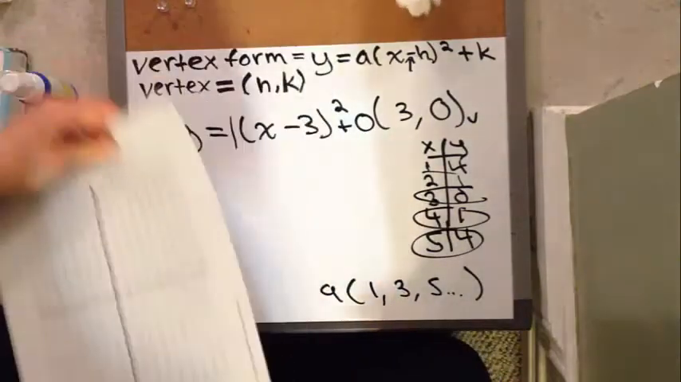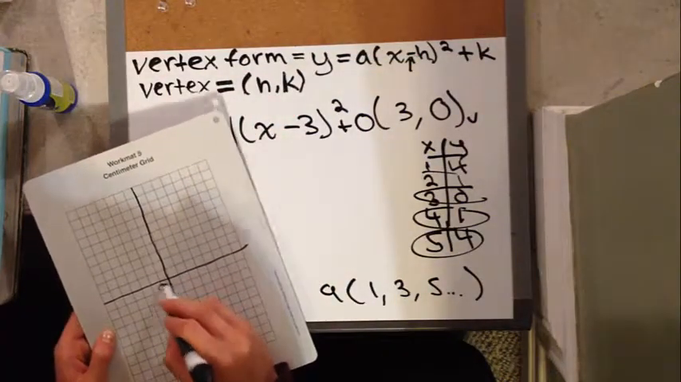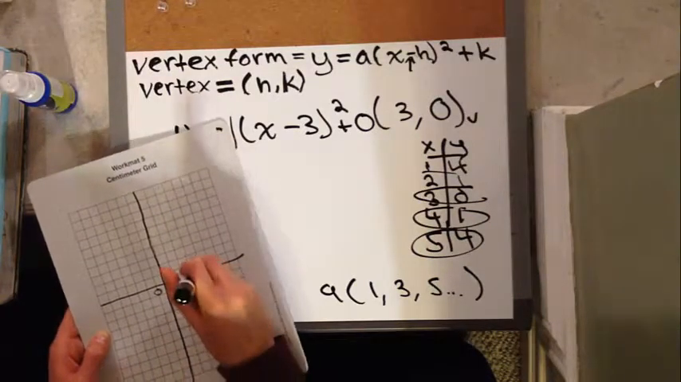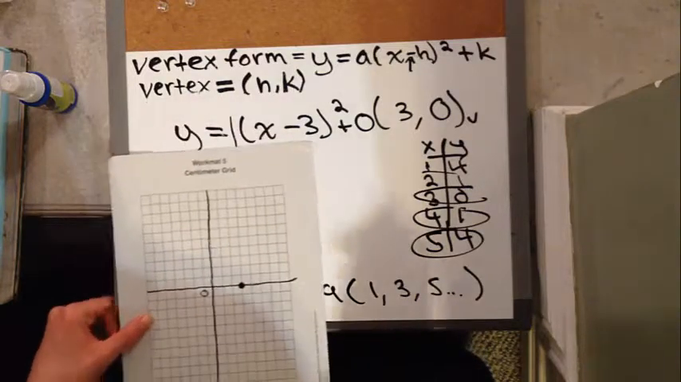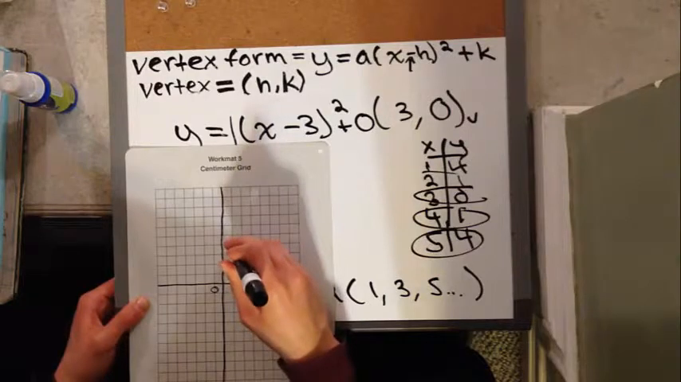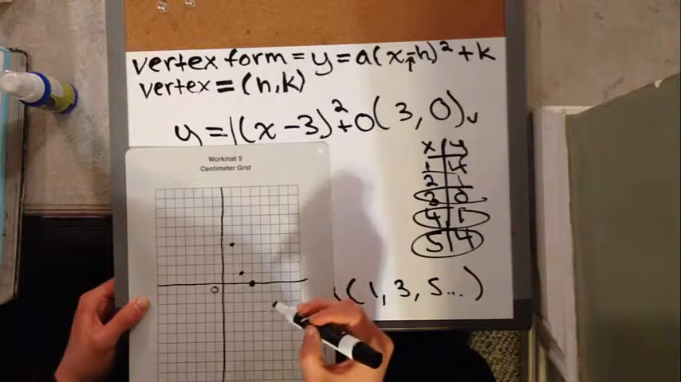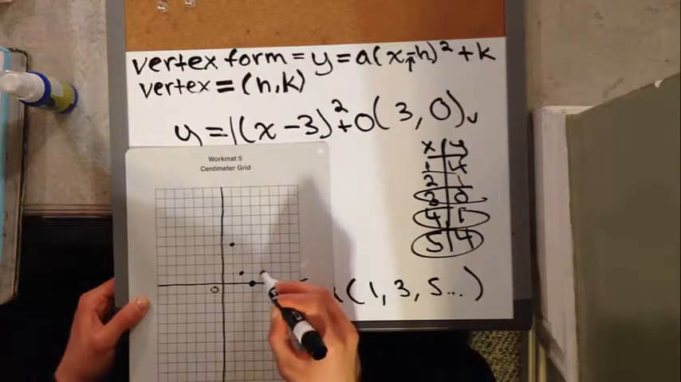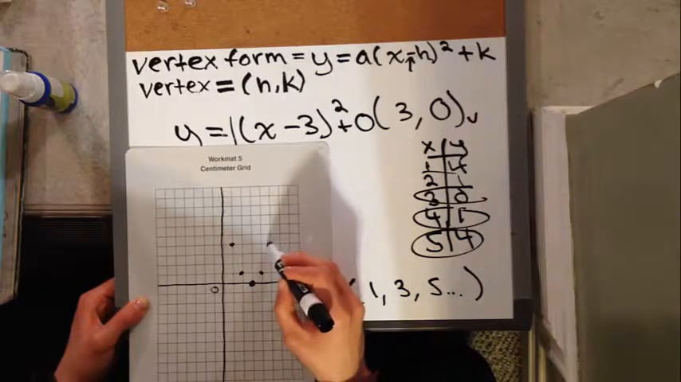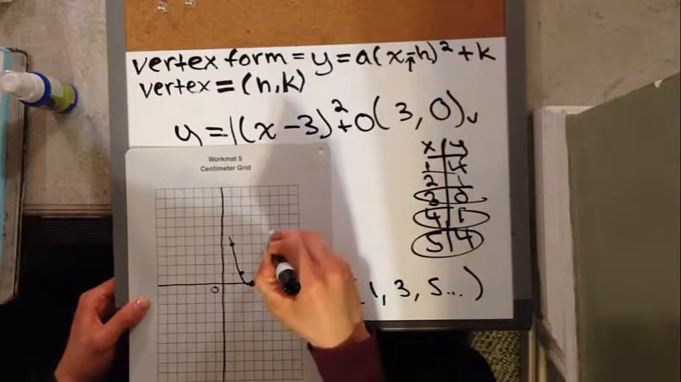So we have 0 here. Our vertex is (3, 0). First point is (4, 1). Second point, (2, 1). Third, (5, 4). Fourth, (1, 4). And that is your parabola.